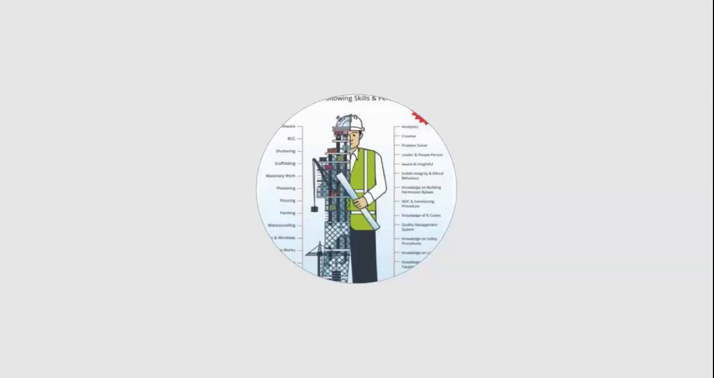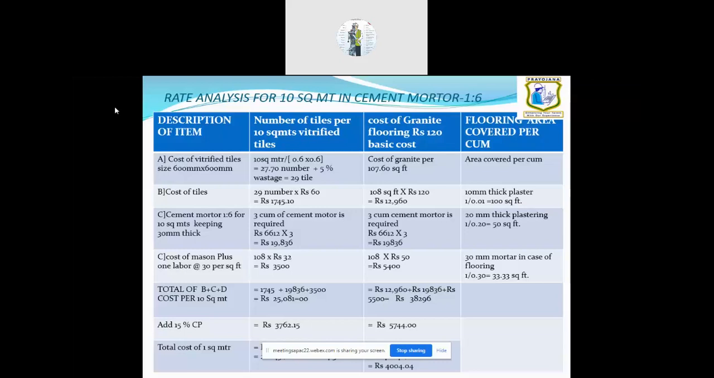We are taking the basic cost of vitrified tile as 60 rupees. And the mortar requirement for 100 square feet area: 1 cubic meter covers an area of 33.33 square feet, so we need 3 cubic meter of volume. Here I have taken out the labor cost of the previous 1:6. I have taken only the basic material component, cement and sand. Then it comes to about 19,836 for 3 cubic meter of 1:6 cement mortar.